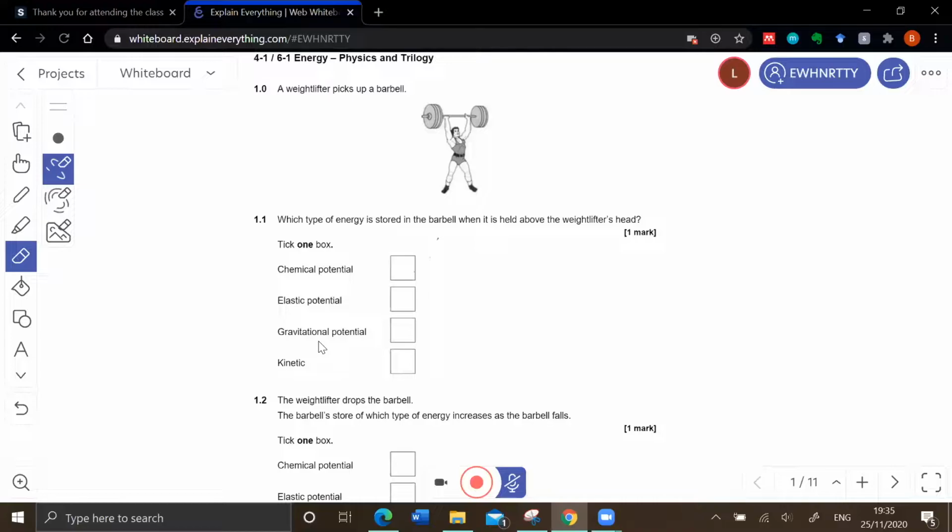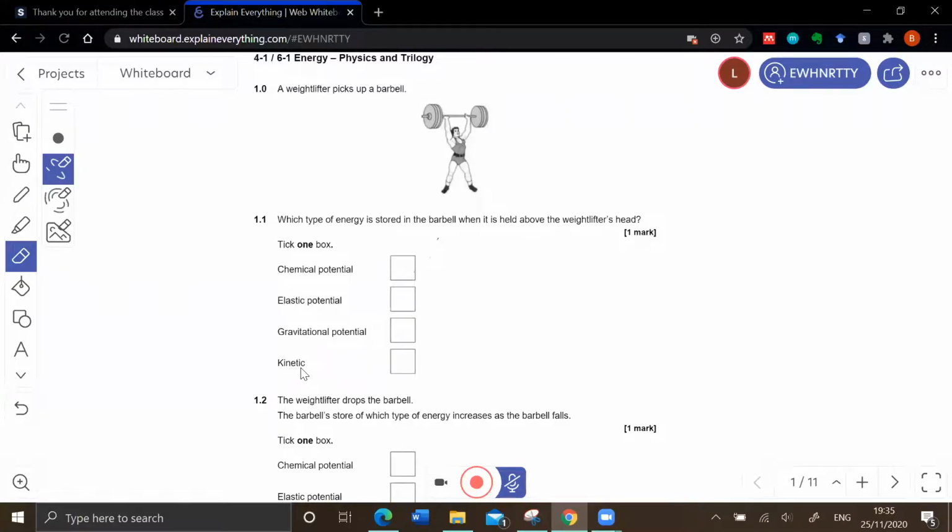Gravitational potential is to do with what the weightlifter is doing, holding things up against gravity. When you lift something up, you increase its gravitational potential. That means if you dropped it, it would fall to the ground. You're actually working against the Earth's gravity to pull it up. If you lift anything up, you're increasing its gravitational potential, and the higher the object is, the greater the gravitational potential. So that is the answer, but we're just looking at what this means.